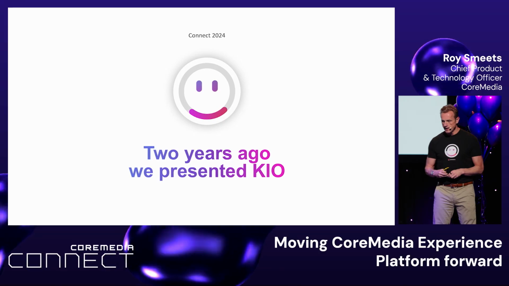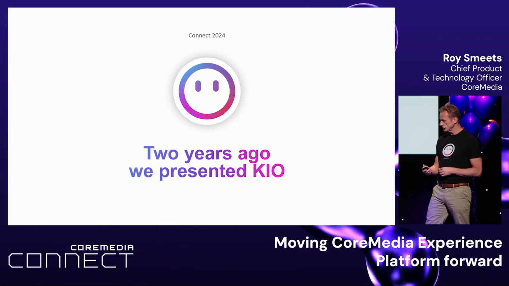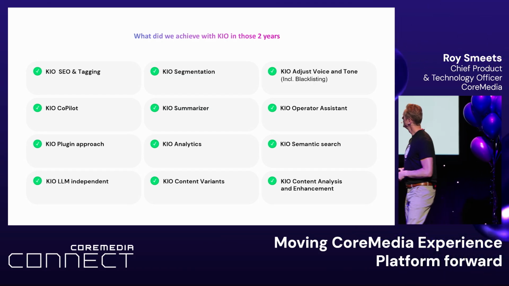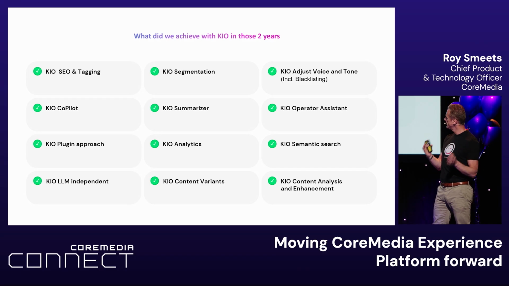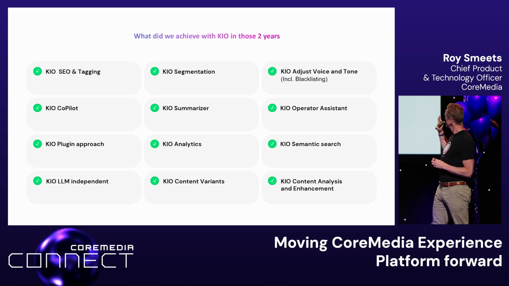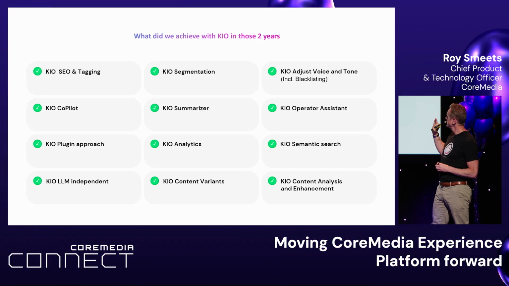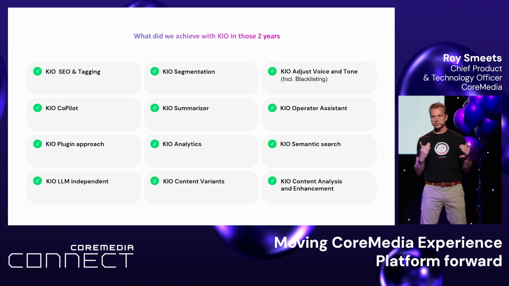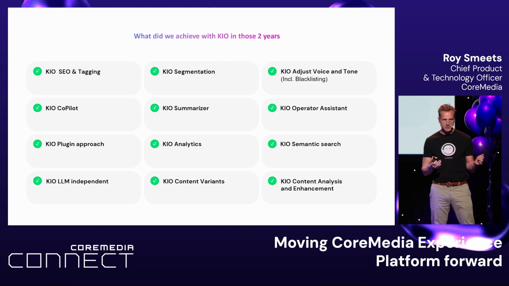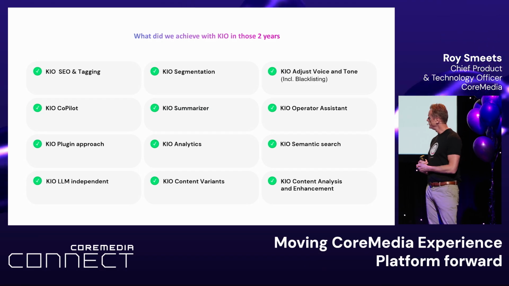And in the age of AI, we were also looking at what we were going to deliver in 2 years. And we did a guess, and we were pretty correct. Of course, we had simple use cases like the SEO and the tagging, the summarize, voice and tone. But then we also, as Ollie was showing, added the analytics, semantic search, the content variants, segmentation. So basically, every time we added something to Studio, every time we added something to Content Cloud, we also made sure KIO could access it. So KIO gets stronger every day.